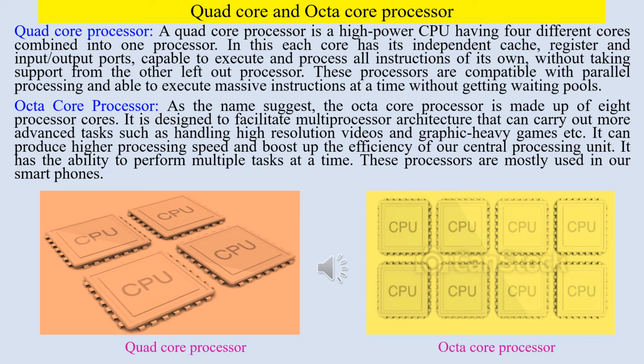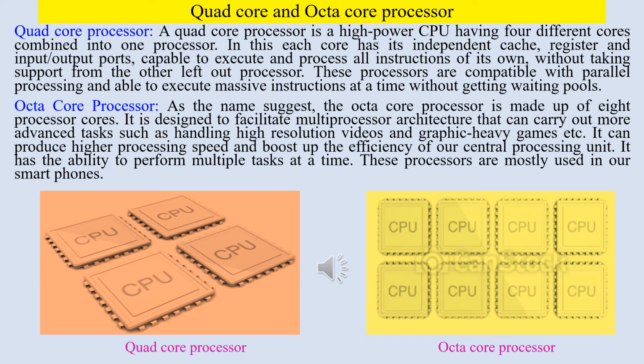First, quad core processor. A quad core processor is a high power CPU having 4 different cores combined into one processor. In this, each core has its own independent cache, register and input output ports, capable of executing and processing all instructions on its own without taking support from the other processors. These cores are able to execute massive instructions at a time without getting into a waiting pool. Quad core processor is compatible with parallel processing, which helps to enhance the processing power of the computer system.